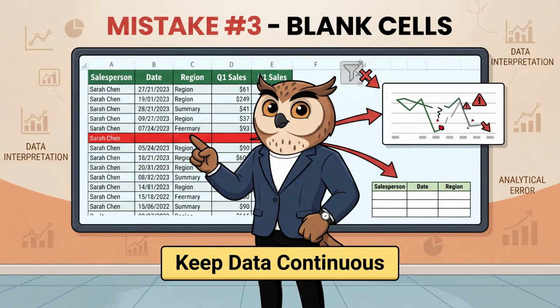Leaving blank cells in the middle of your data is another mistake that causes problems. Blank rows or empty cells can interrupt formulas, stop filters from working correctly, and create incomplete charts. Every row in your dataset should contain complete information whenever possible. Clean and continuous data makes Excel much easier to work with.